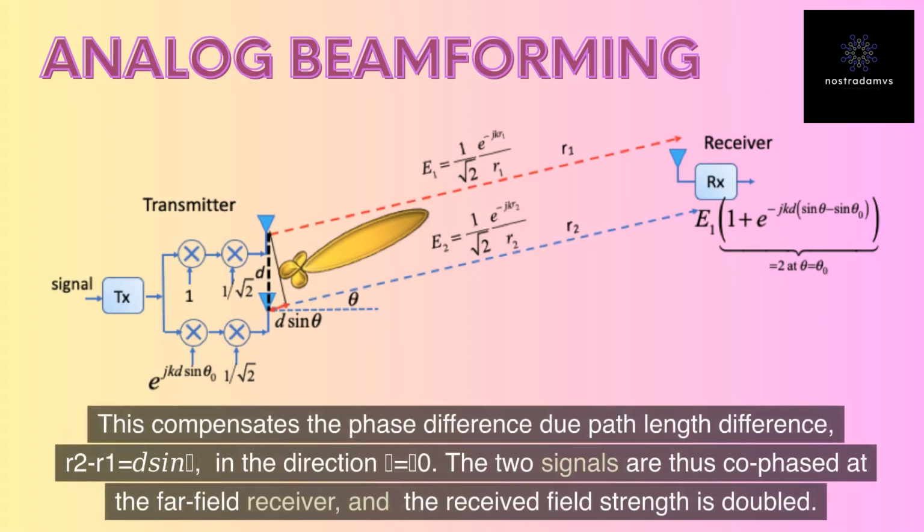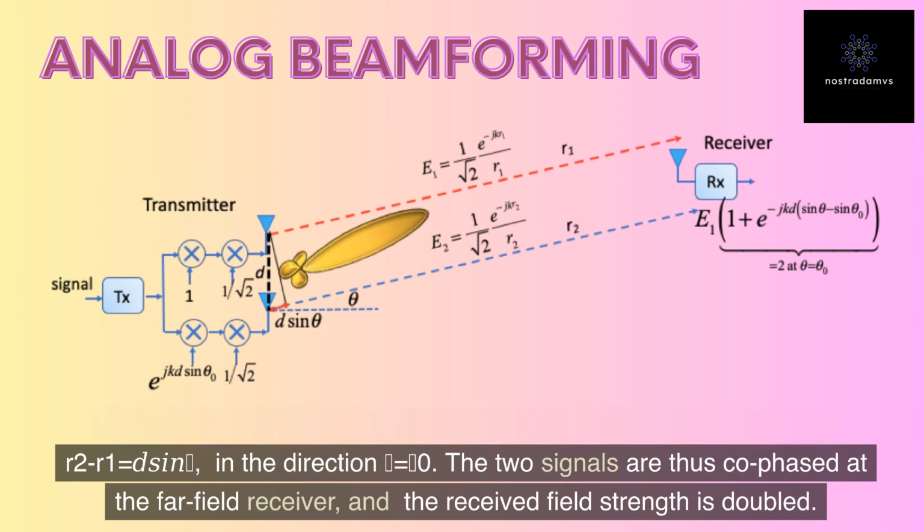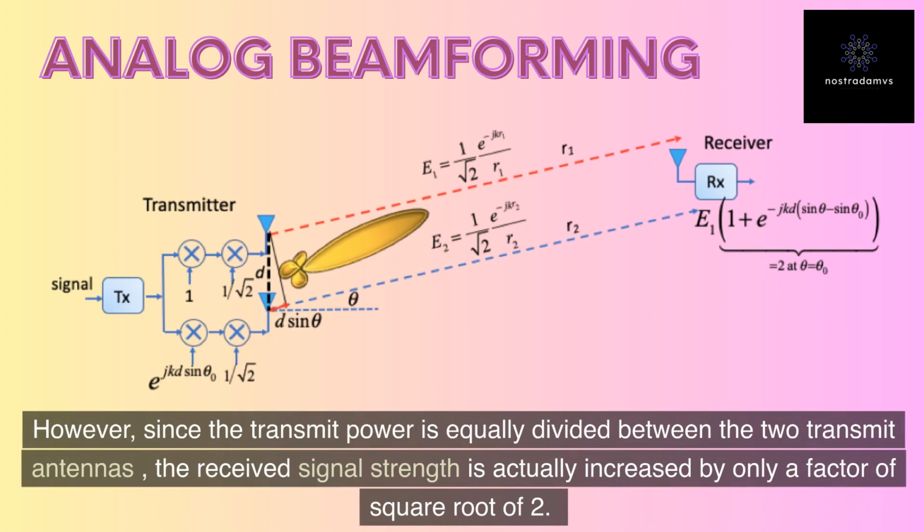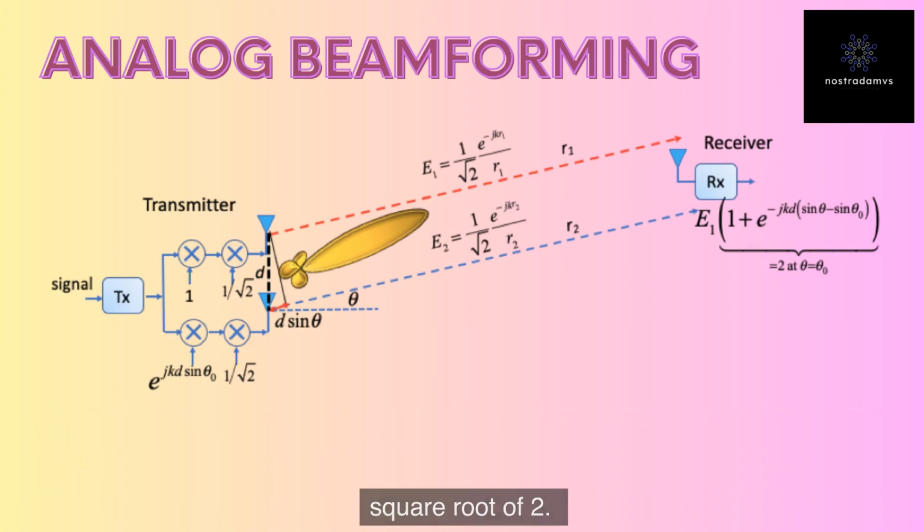This compensates the phase difference due to path length difference, R2 minus R1 equals d sin theta, in the direction theta equals theta 0. The two signals are thus co-phased at the far-field receiver, and the received field strength is doubled. However, since the transmit power is equally divided between the two transmit antennas, the received signal strength is actually increased by only a factor of square root of 2.